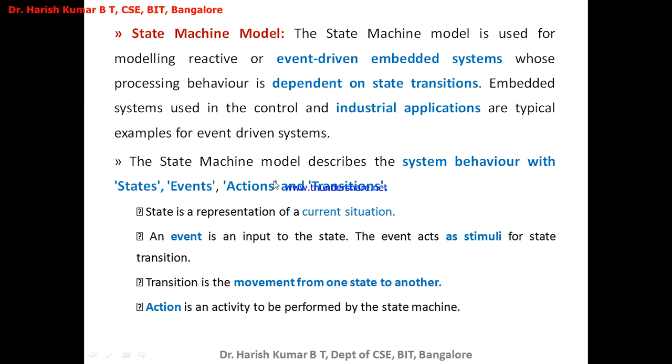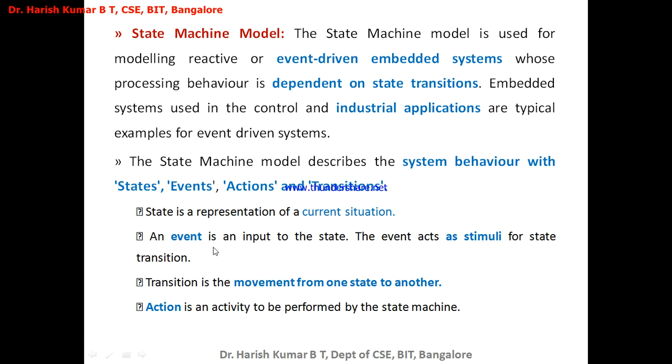So the state machine model describes the behavior of the system with respect to state, events, actions and transitions. Now what is a state? Any system has finite states, and the state of the system is defined by its current variables. So the state is the representation of the current situation. At any point of time, it expresses the current situation of the system.